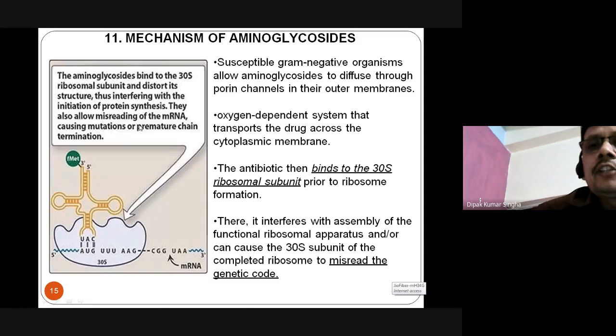That means actually frame reading, AUG, it is a code for methionine, and their anticodon is UAC. AU, because here the amino acid, that's why T is replaced by U. This is the code. But if it is misread, the AUG is misread, then automatically the tRNA will be changed, the anticodon. This is the codon and this is the anticodon.